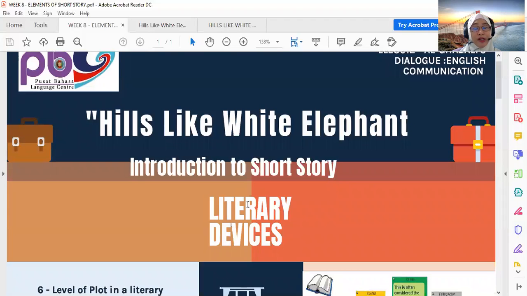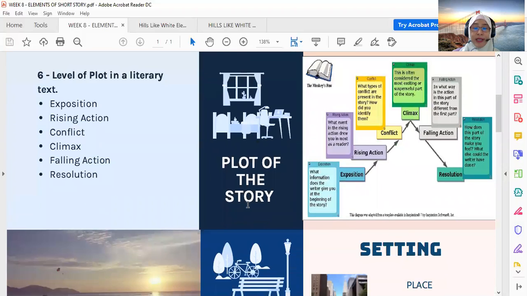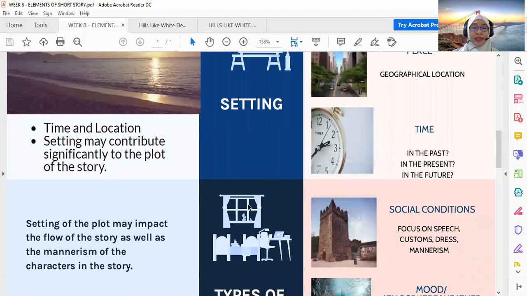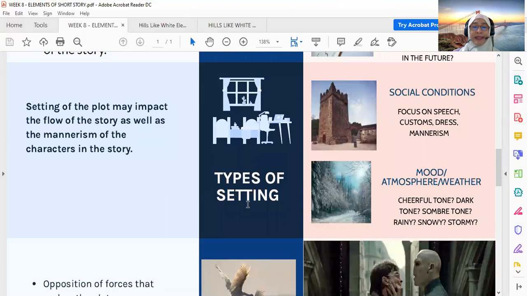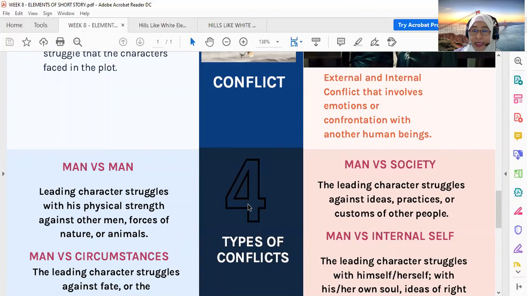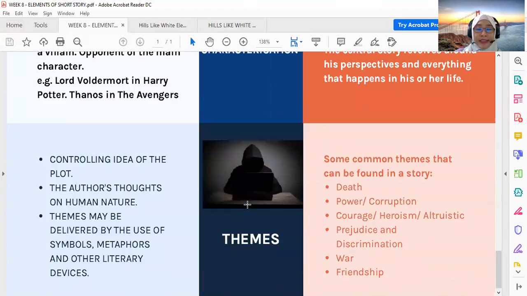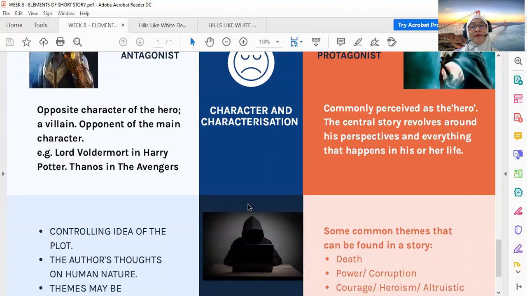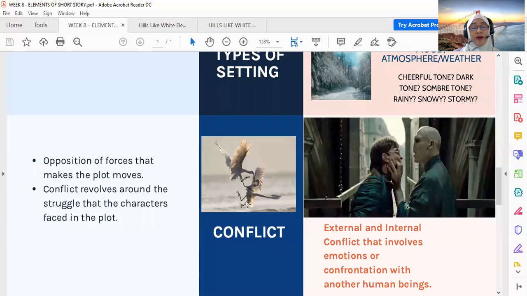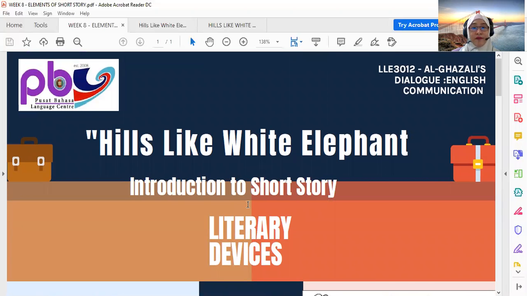I have shared this as well over in our Microsoft Teams. These literary devices comprise the plot of the story, setting, types of setting, conflict, and what the types of conflicts are that normally occur in a literary text, character and characterization, as well as the themes. So you can read this poster, this infographic, on your own to help you further understand the elements of a short story that are normally integrated into a literary work.